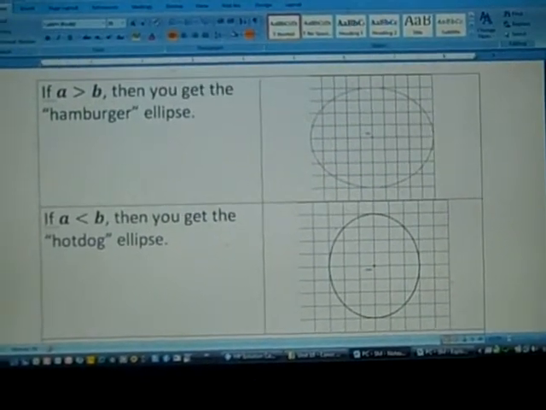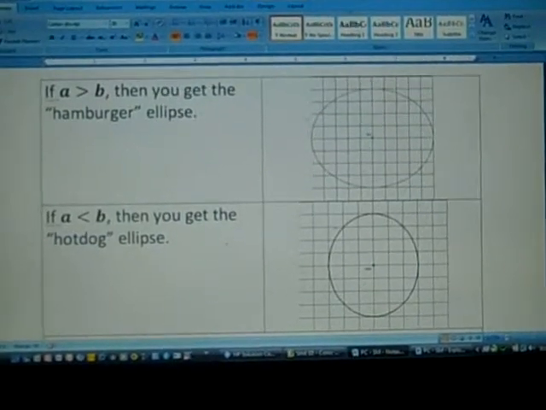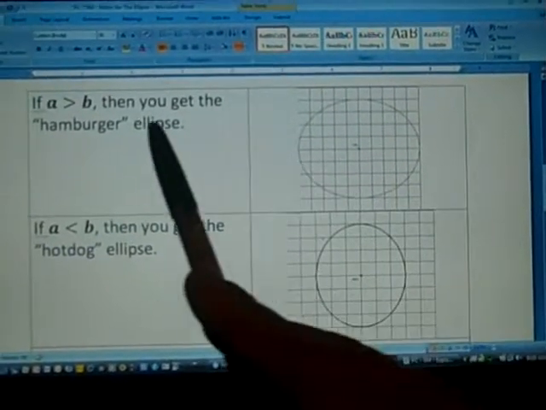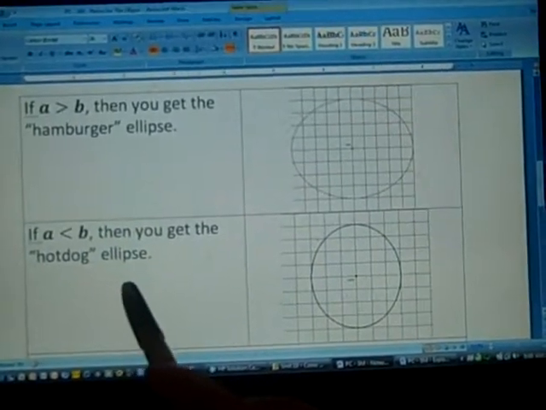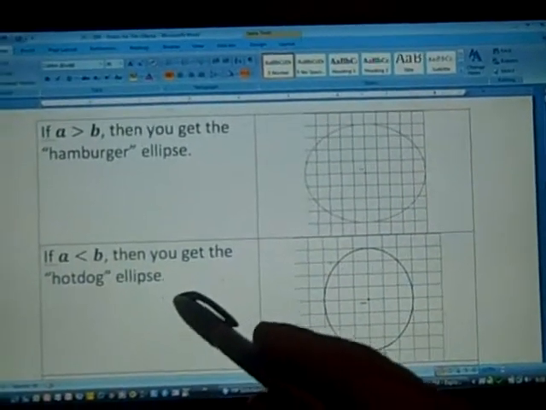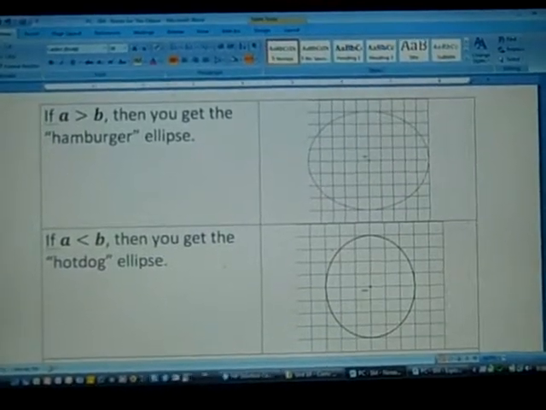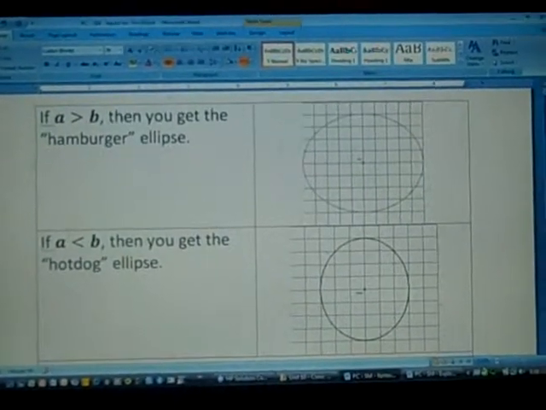That's right, you guessed it, that actually would give us a circle. So, to recap, if a is greater than b, we get a hamburger ellipse. If a is less than b, we get the hot dog ellipse. And in the event that those are actually equal to each other, we get a circle.